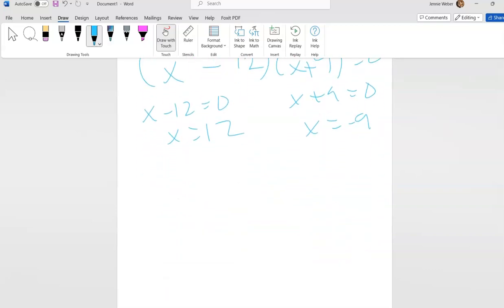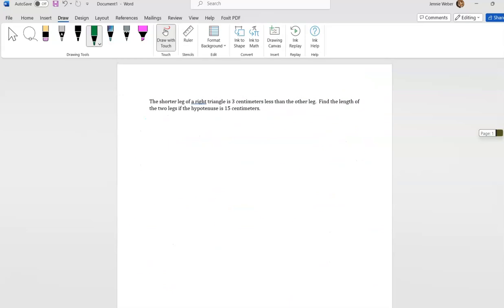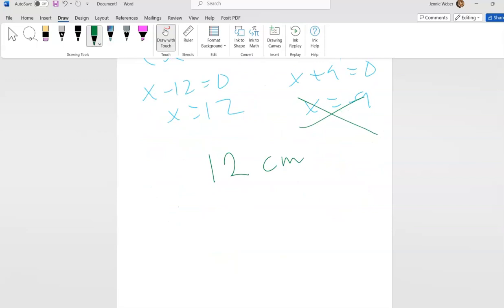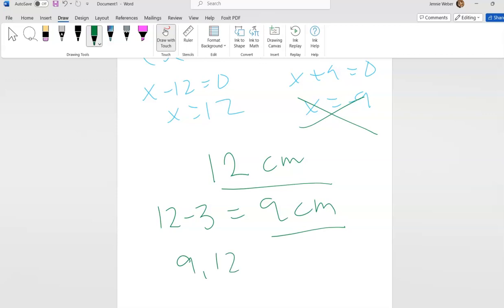But I'm looking for the side of a triangle, guys. Which one isn't right? That one, right? I can't have a negative side of a triangle, okay? So my answer is 12, and I think I was in centimeters, right? Yeah, 12 centimeters. That's the longer side. So then the other side is 12 minus 3, which is 9 centimeters. So my two sides are 12 and 9, and the other one was 15. So this is 9, 12, and 15 centimeters. They'd given us 15, so they probably won't ask you for that if you were doing this as a problem.